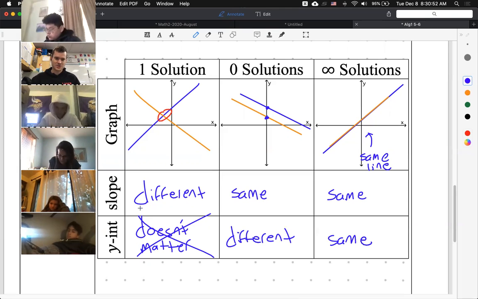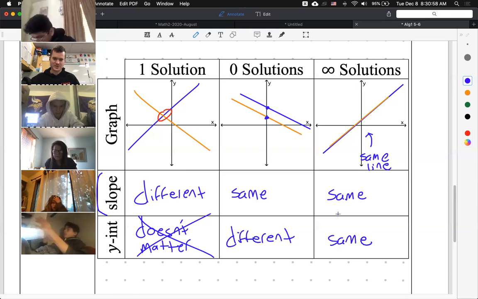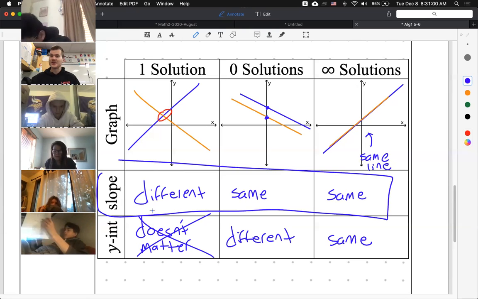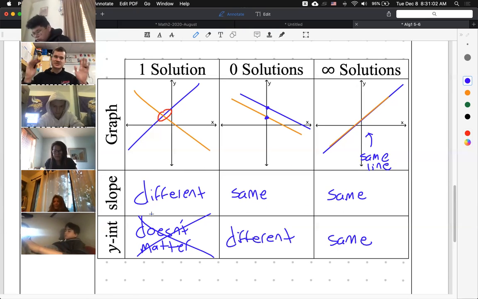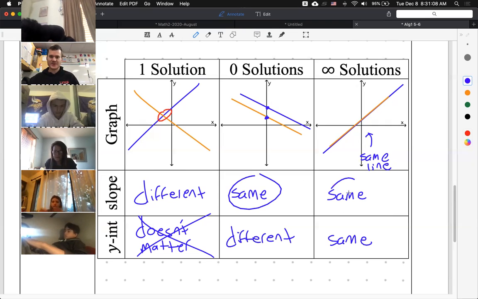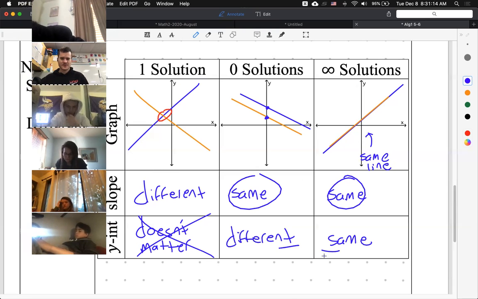So just looking at this chart should be able to tell you, I don't even know what the graph looks like, but I can tell that if I just look at the slopes, the slopes are different. Ignore everything. You're done. Once you know the slopes are different, you know the answer is just one solution. If the slopes are the same, though, then I don't know if it's infinite solutions or 0 solutions, so now I have to compare the y-intercepts.